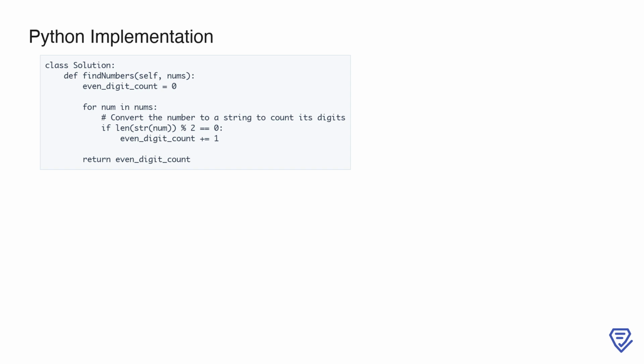Complexity. Time complexity. The solution iterates through the input list once, and for each number, it performs a constant time operation of converting to string and checking the length. Thus, the time complexity is O(n), where n is the number of elements in the input list.